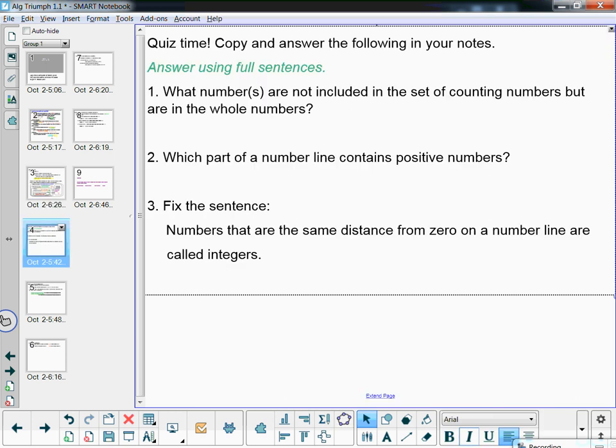All right, quiz time. Copy and answer the following to your notes. Please copy the entire question. Please answer using full sentences. Pause the video and answer. 1. What numbers are not included in the set of counting numbers, but are in the whole numbers? 2. Which part of a number line contains positive numbers? 3. Fix the sentence. Numbers that are the same distance from 0 on a number line are called integers. When you are finished, take a photo and upload it for your note check.